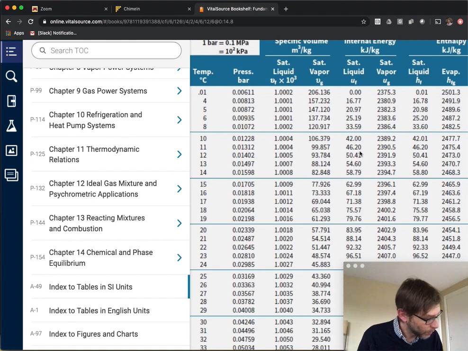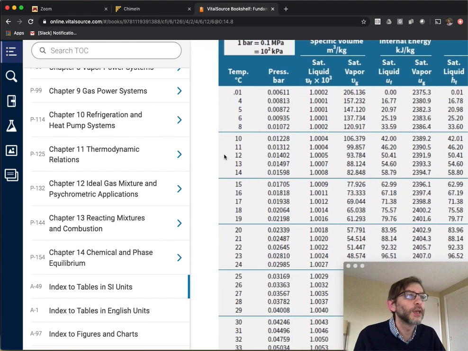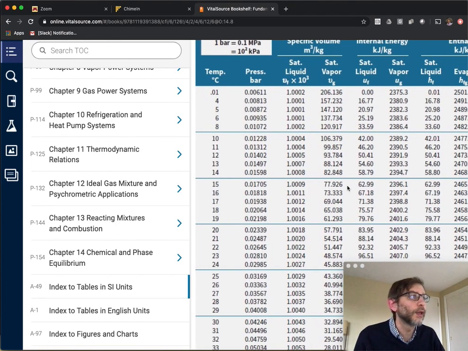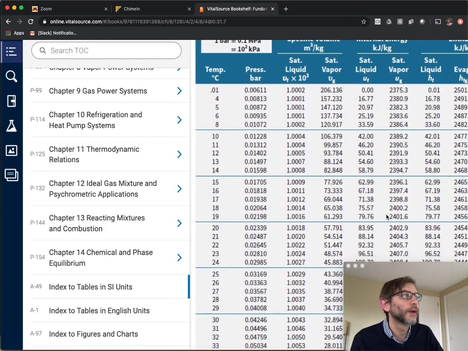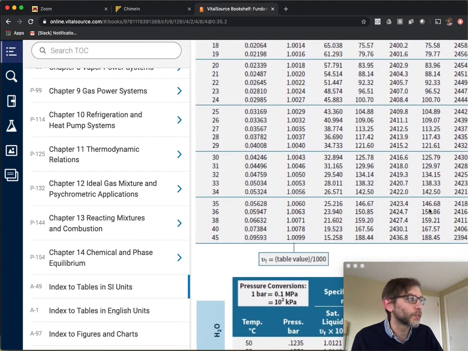Okay, so let's look it up here in the temperature table. So 15 is 62.99 kilojoules per kilogram. I'm writing these down. And for the next one, at 35, 35 is over here, and it's this column right here. So it's 146.68 kilojoules per kilogram.